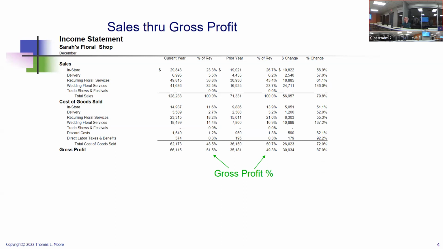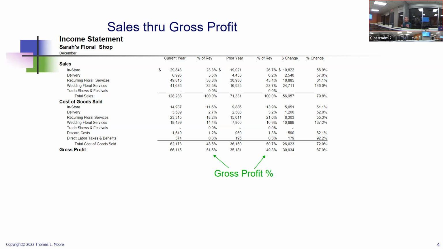That's 51.5% of revenue or sales. Okay, we'll use those terms interchangeably. So you can see in the current period with 51.5% gross profit, last year for the same period, there was 49.3% gross profit. So would you say that gross profit's getting better or worse? If your answer was better, you were absolutely right. That's 2.2% better this year than last year.